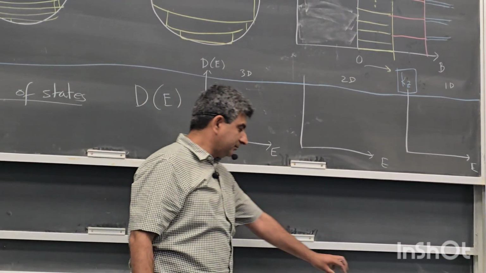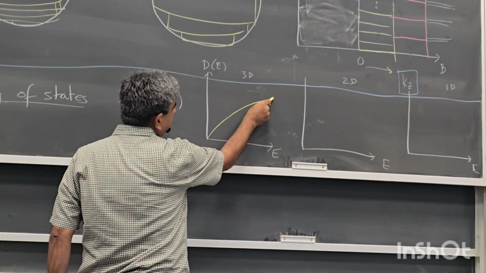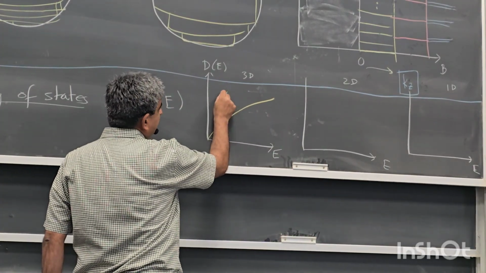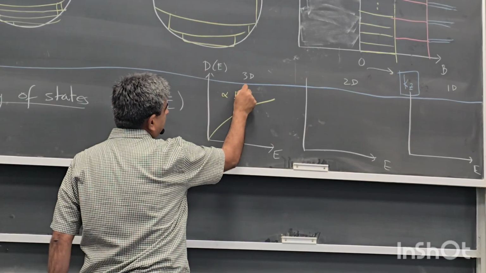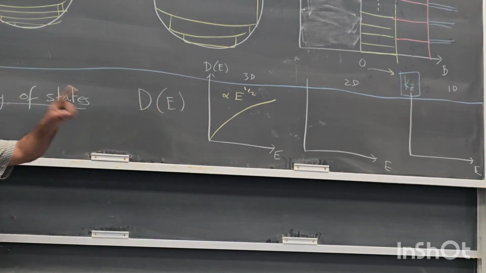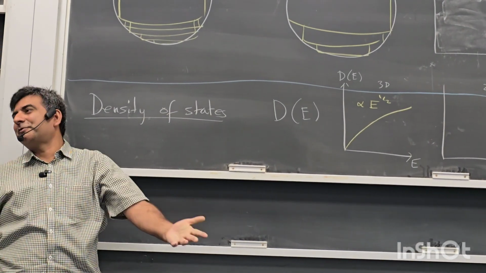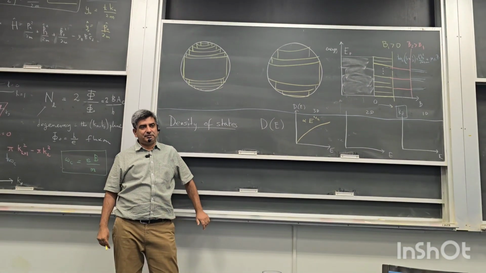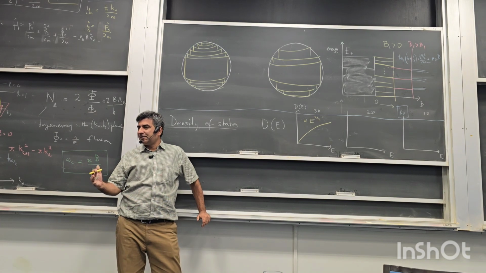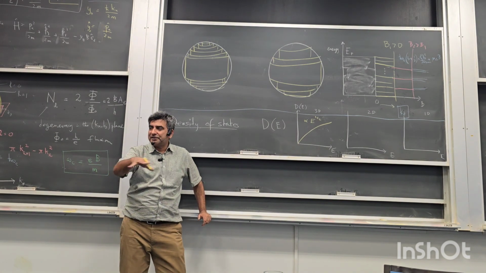What will it be in 3D? No, in 3D, an upward positive curve, proportional to the square root of E. This is something you should be able to, if there's one lesson that you want to walk away from this course, it is what the density of states looks like. Because once you have the density of states and the Fermi-Dirac distribution function, you can find out physical parameters.